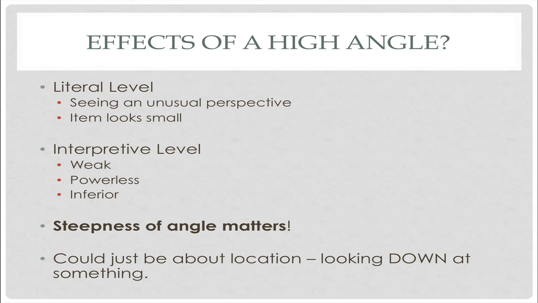At the literal level, we are seeing something unusual. We have deviated from the relatively normal eye level, and the camera has somehow moved higher than what is being filmed. So we don't normally see this unless we are some sort of gigantic basketball player. Since it is unusual for our world, we have to pay attention to it. And then physically, the item is going to look small because the camera is moving up and the item is moving down. It's going to physically look smaller than if it were shot in an eye level angle.